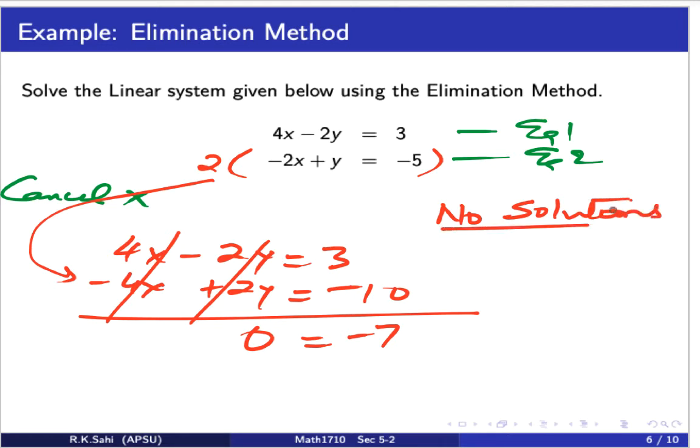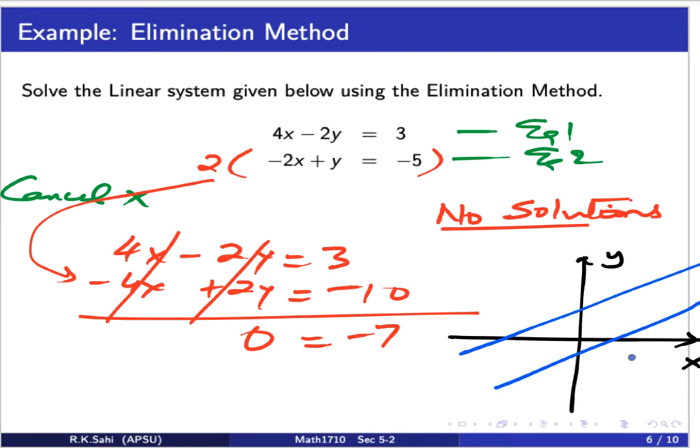And what does it mean graphically? Graphically it means that we have two equations, and these two equations are parallel to each other. So it's like this. Suppose this is equation 1, and this is equation 2. They are parallel to each other, remember that.